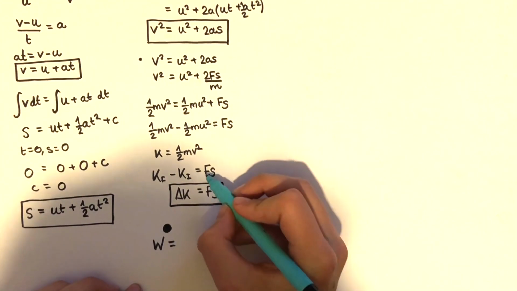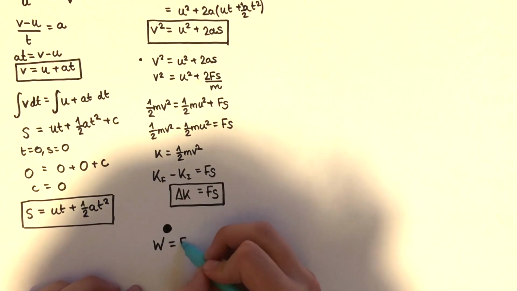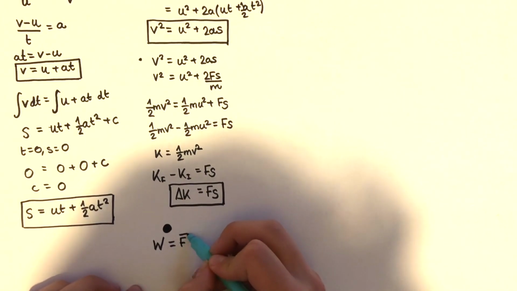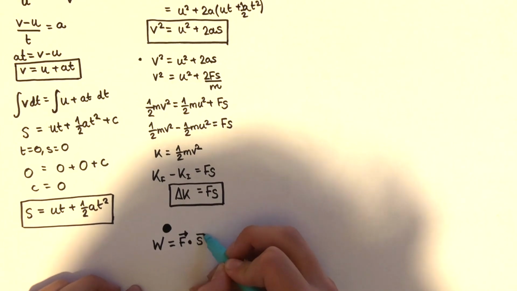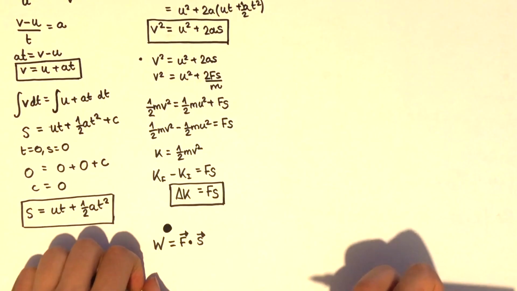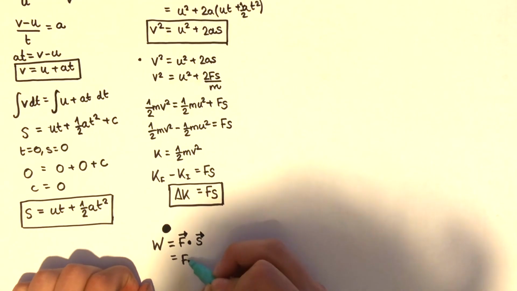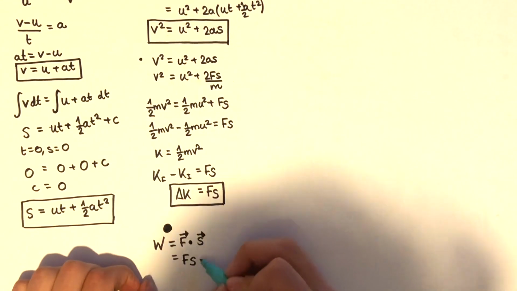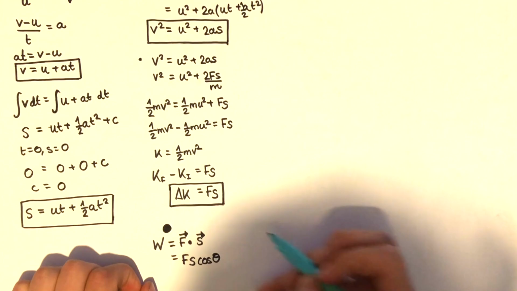But of course force and displacement are vectors, and so we can say that the work done is equal to the force dotted with the displacement. And if you expand that, it's going to be equal to the magnitude of the force multiplied by the magnitude of the displacement times the cosine of the angle between them.